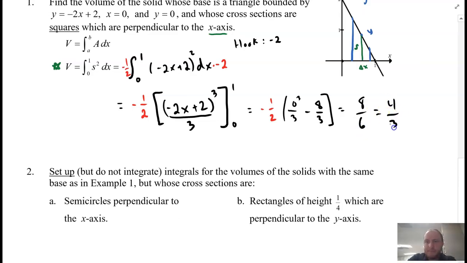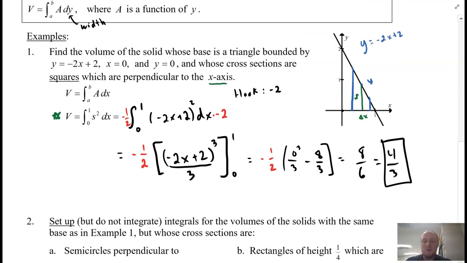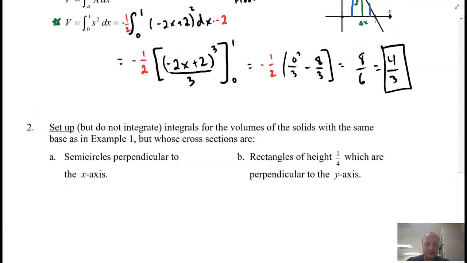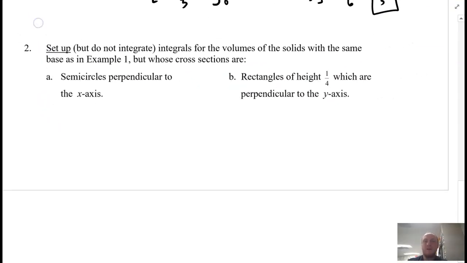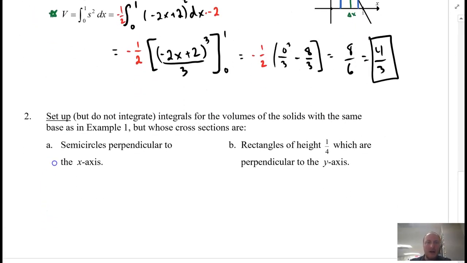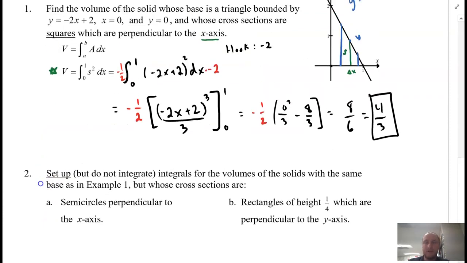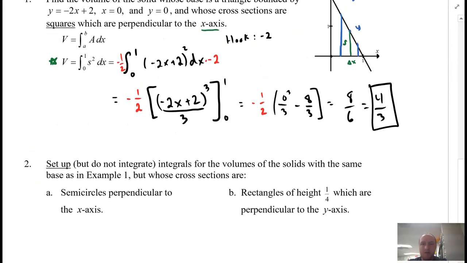4/3. Okay, so there is the volume of the cross section. All right, so let's go ahead and set up, but not actually calculate, the other two situations here. It says set up, but do not integrate, integrals for volumes of the solid with the same base in example 1. So I have semicircles perpendicular to the x-axis. Now all of this distance here is going to be a semicircle, so it's going to look something like this. And these are all just going to be a whole bunch of semicircles from here to here.